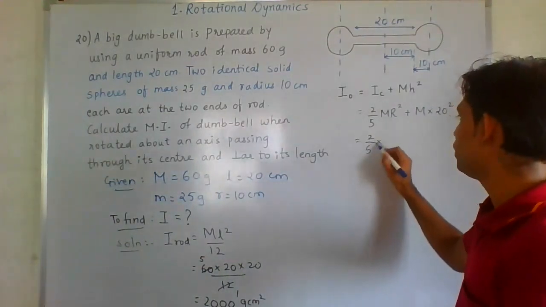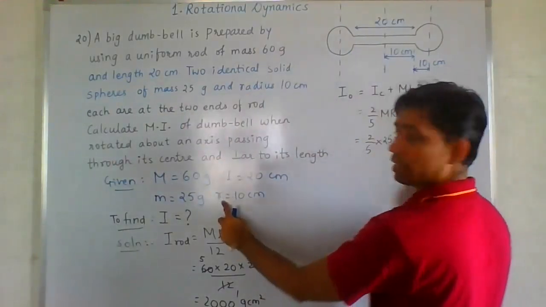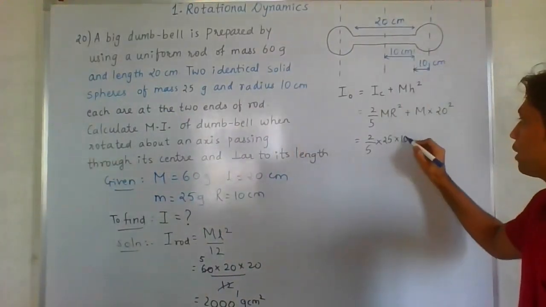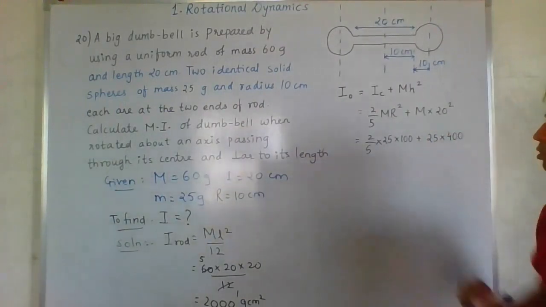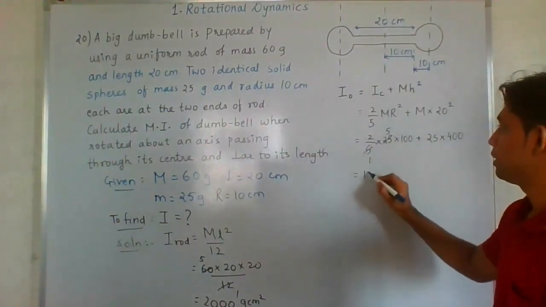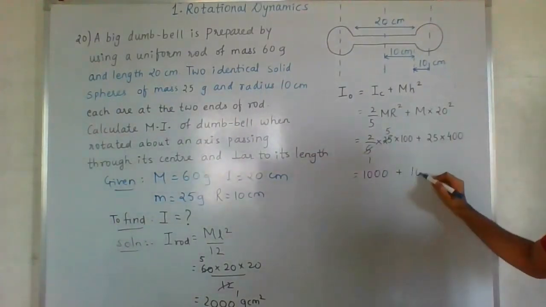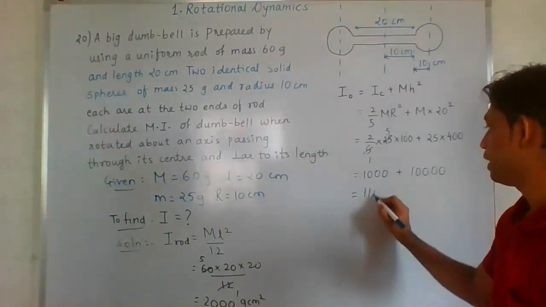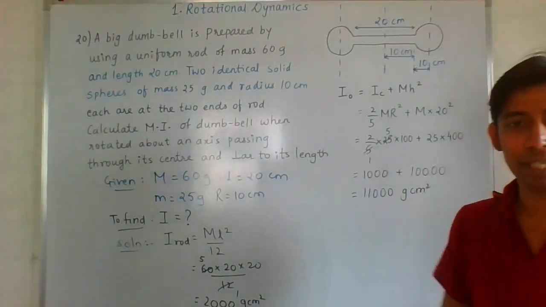2 by 5 into mass I am supposed to consider 25. Radius of sphere is given as 10. यहाँ पर capital R लिख देता हूँ मैं. So 10 का square 100 plus again 25 and 20 का square 400. Let's solve this. 5 1's a 5, 5 2's a 10 and 2 more zeros. यहाँ 1000 आ गया इसका answer. 20 by 4's a that will give me 100 and 2 more zeros. यहाँ पर 10,000 आ गया. So I got answer as 11,000 gram centimeter square. Gram में ही रखा है, centimeter में ही रखा है सब चीजें.